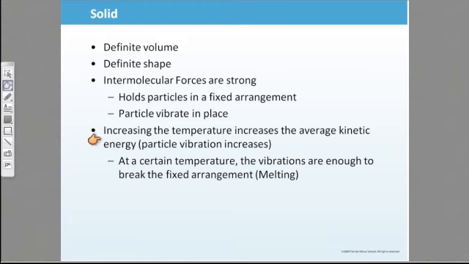If we increase the temperature, we're going to increase the energy. Okay, remember that temperature is a measure of the average kinetic energy. So when you're doing that to a solid, what's happening is the particles are starting to vibrate more rapidly. At a certain temperature, they're going to be vibrating enough that they're actually going to be able to break that fixed arrangement. They're going to be able to overcome those intermolecular forces. That process is called melting. So, of course, as it's melting, it is changing into the next state of matter, which is the liquid.